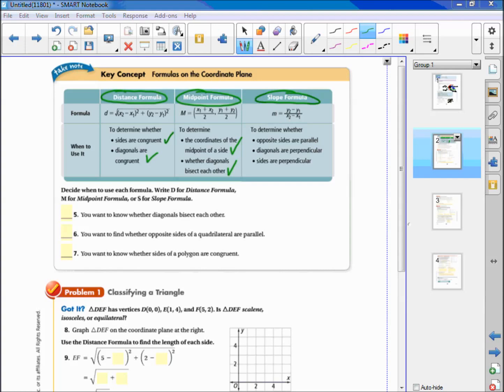Okay? And we use the slope formula to determine whether opposite sides are parallel, diagonals are perpendicular, or sides are perpendicular. So parallel, remember, this is going to give us the same slope, or diagonals perpendicular, sides perpendicular, this is going to give us slopes that are opposite reciprocals.